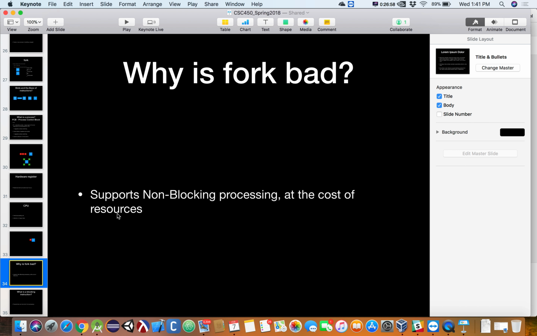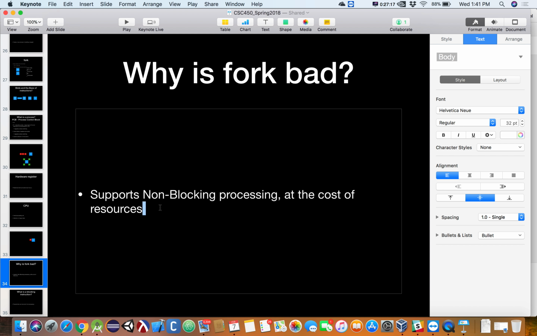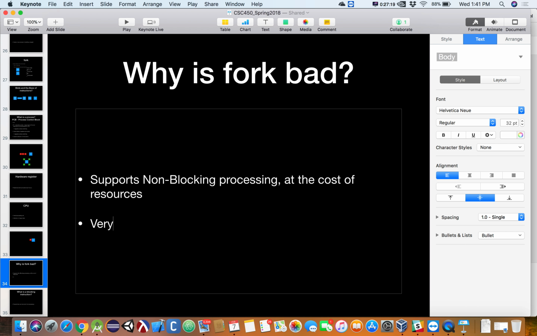All right, so as you pointed out, fork is solving a real problem for us, right? If we go back to the early days of our operating systems, where we couldn't have more than one thing running at once, and we needed a solution to that, fork was the solution. But it was very resource intensive.